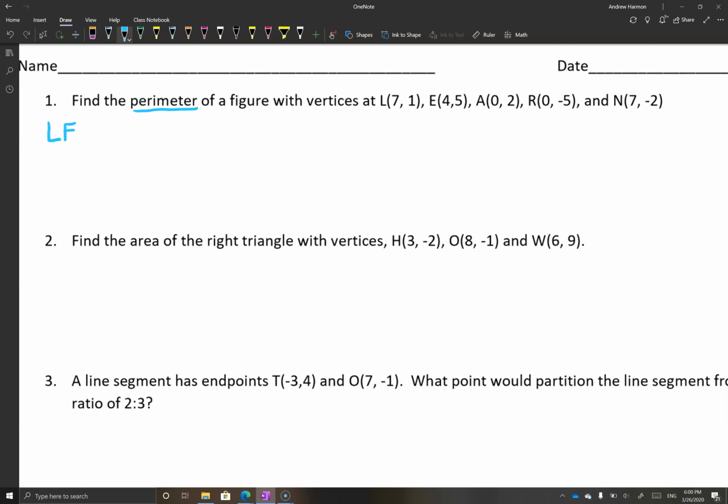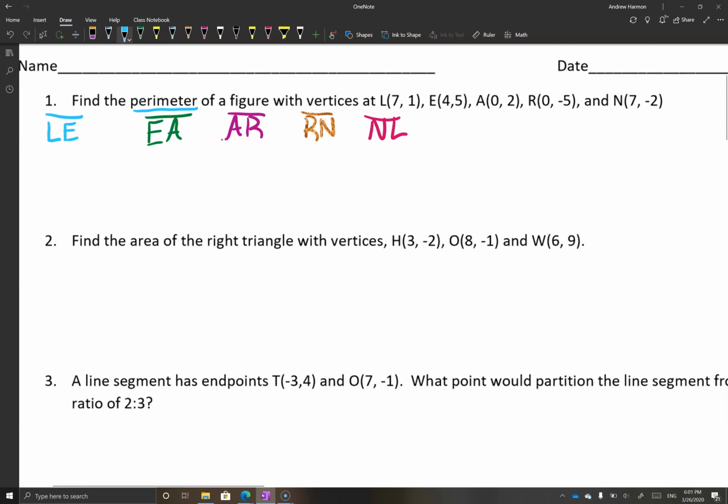We would have L to E, then we would have E to A, then A to R, then R to N, and then finally N to L. All right, so those are all the different sides we're going to have. So what we have to do is find the distance between each of those sides.